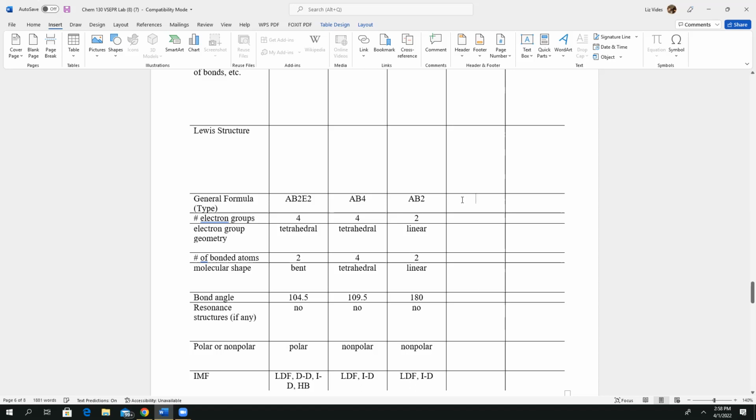All right, next one that we have is PO4 3 negative. That one is going to be an AB4. There are 4 of these. The name of it is tetrahedral. We have 4 of those. Once again, this is tetrahedral, so it doesn't change. The angle is 109.5. There are no resonance structures.